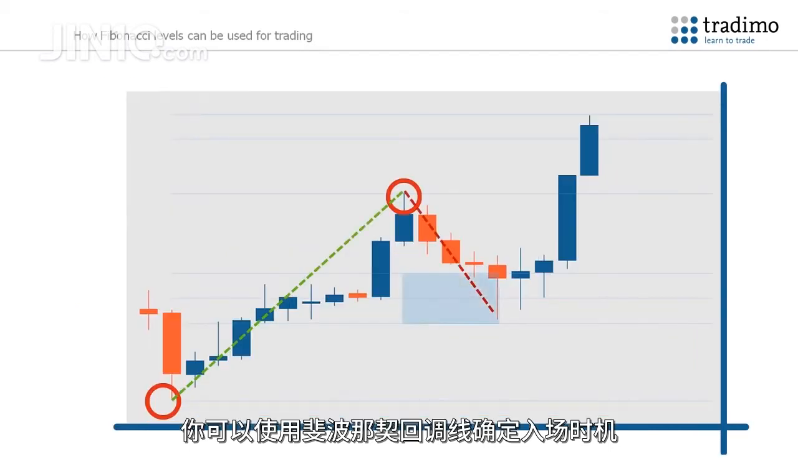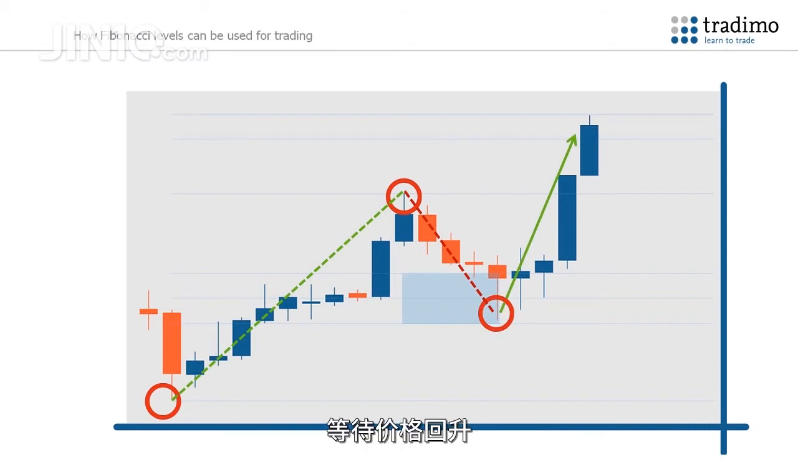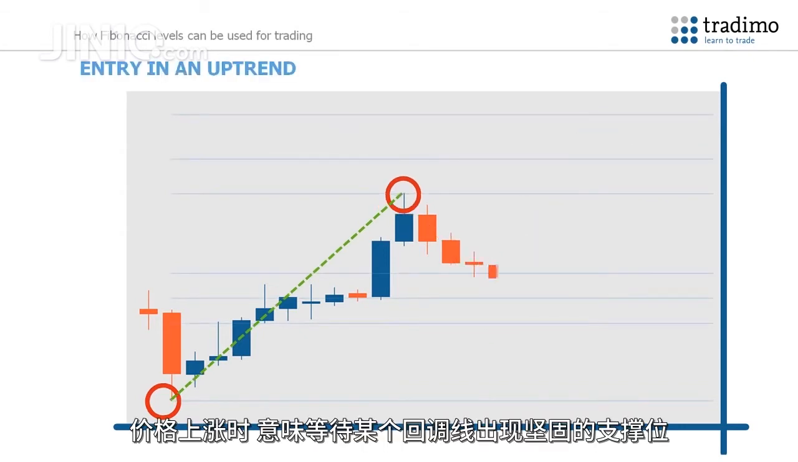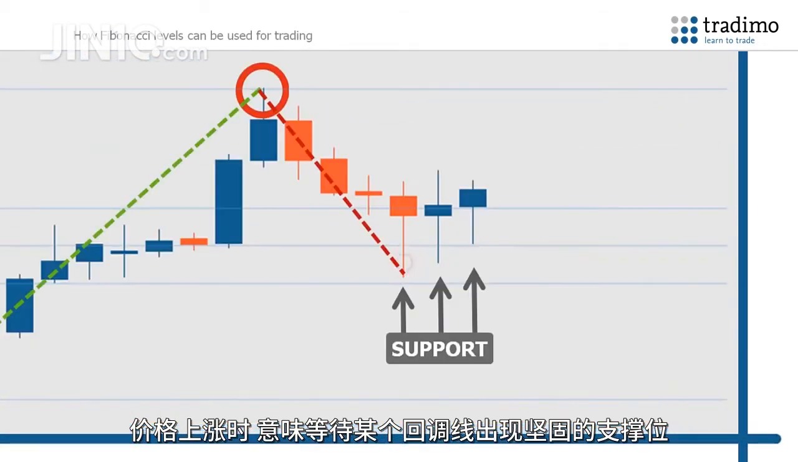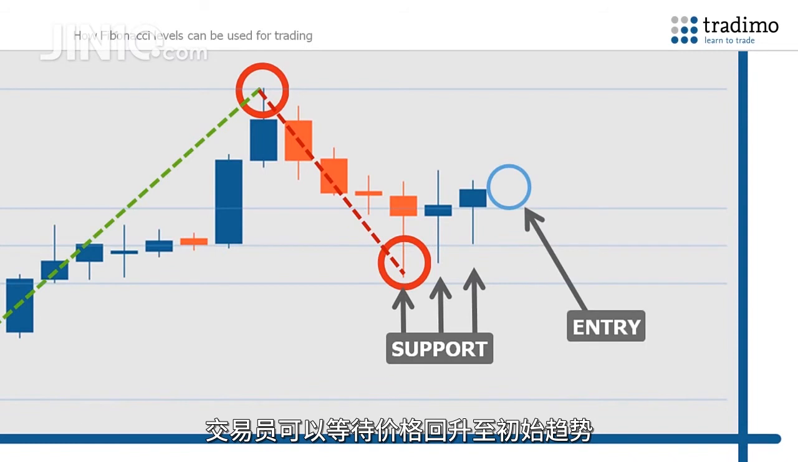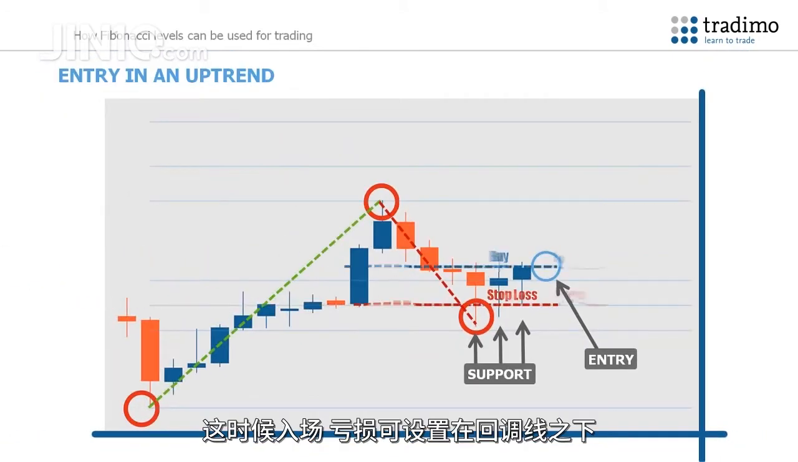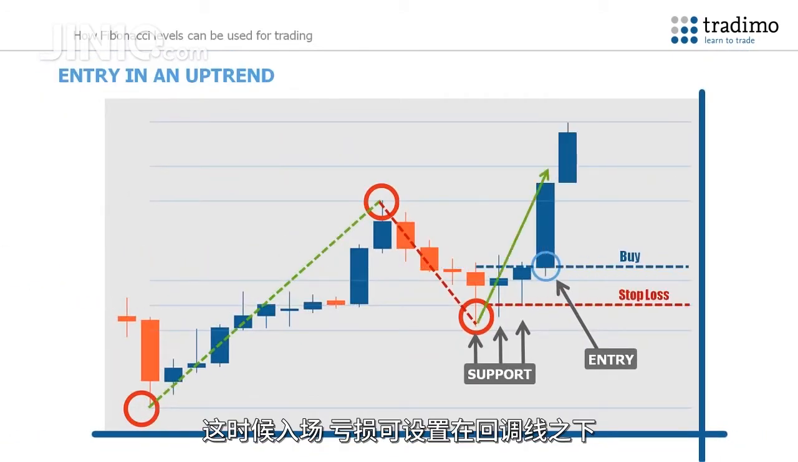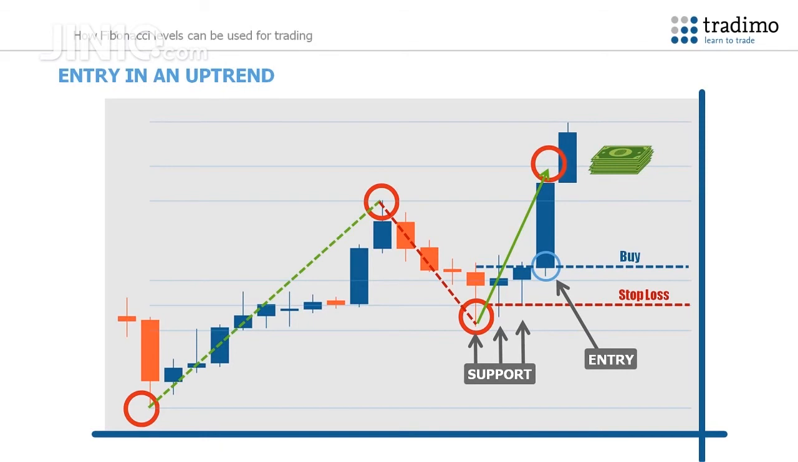You can use the Fibonacci retracement levels for an entry into the market as the price comes back to them. An entry in an uptrend is where you wait for the price to find confirmed support at one of the retracement levels. Traders can wait until the price begins to move up in the same direction of the original uptrend before entering a trade. The entry can then be made and the stop loss can be set below the retracement level. You can take profit at one of the other Fibonacci levels.